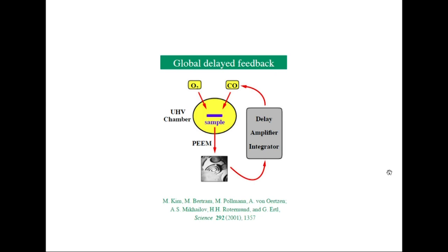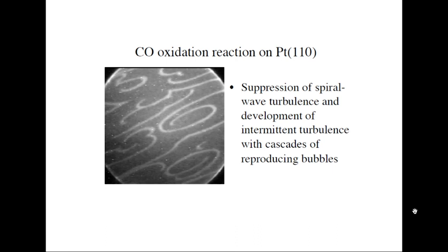We couple the result of our reaction to the inlet of the reacting species, and in this way we can change our spirals into new stationary states. This is the end. I will come back to the questions.